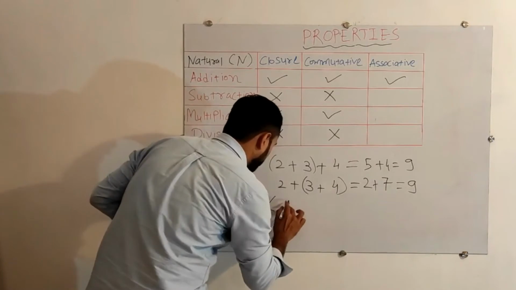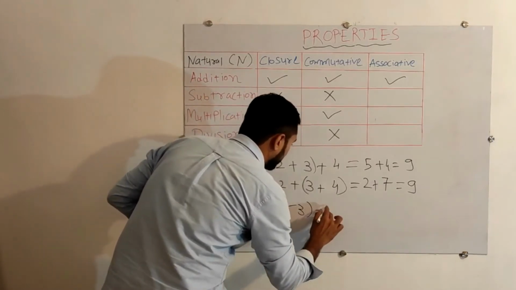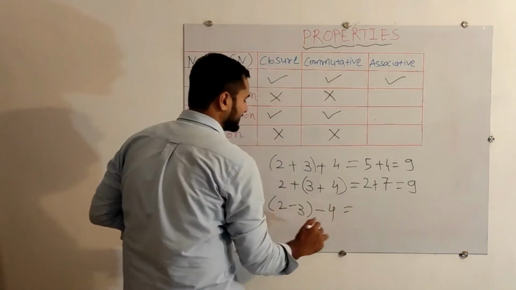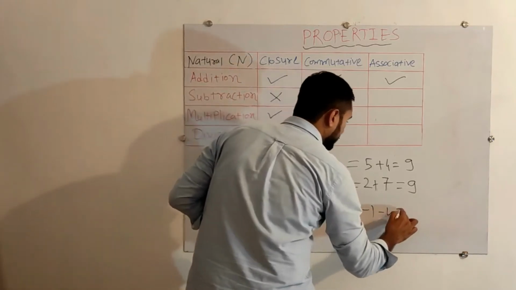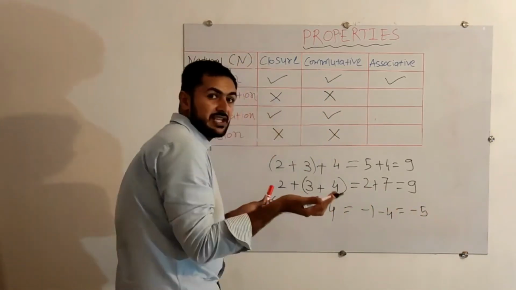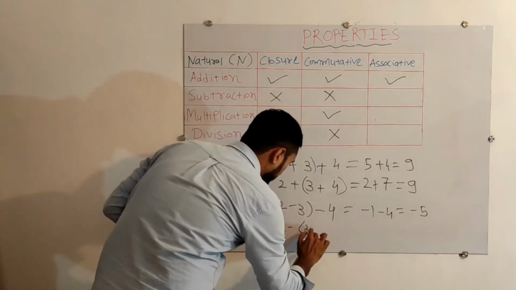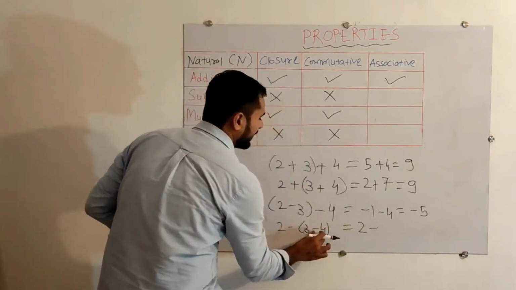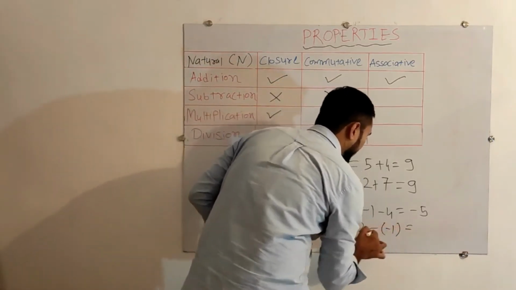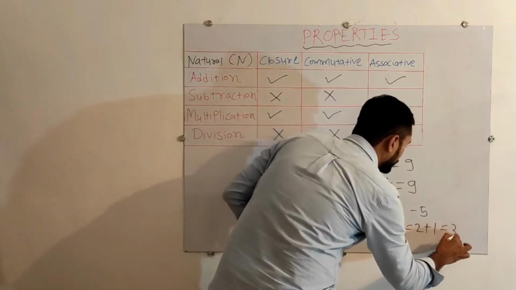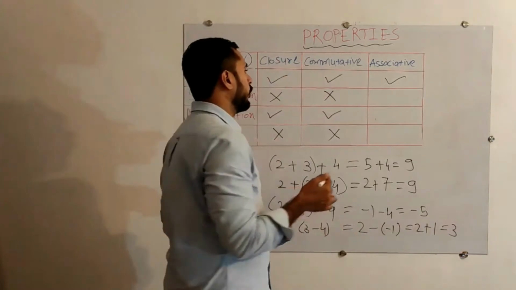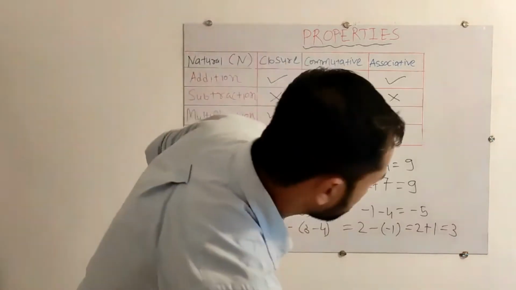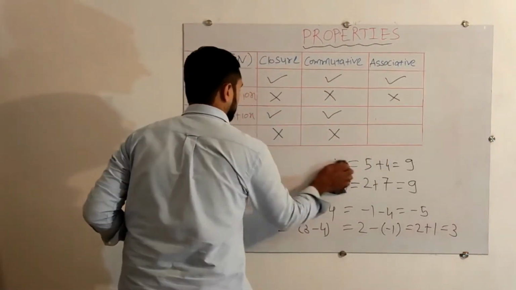Of course it's not, but see, 2 minus 3 minus 4. I am always selecting the same numbers so you can understand properly. 2 minus 3 is minus 1, minus 4 as it is, that's minus 5. Now I am changing the groups: 2 minus (3 minus 4). Here 3 minus 4 is minus 1, minus minus is plus, so 2 plus 1. The answer is 3. Both the numbers are different. It means no, it is not associative for the subtraction.